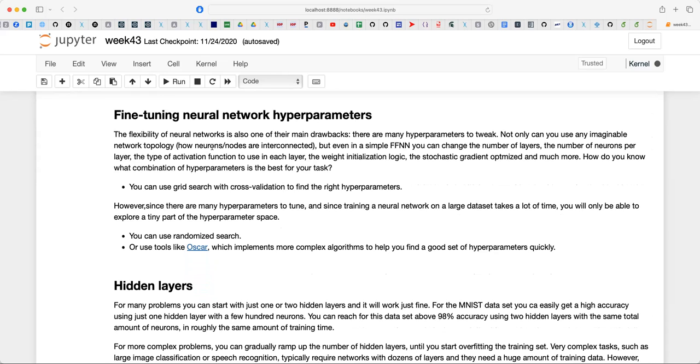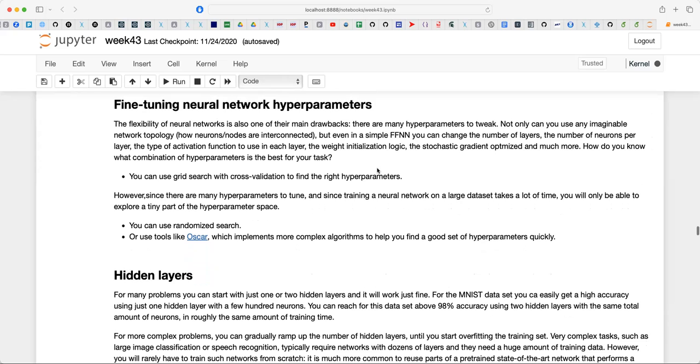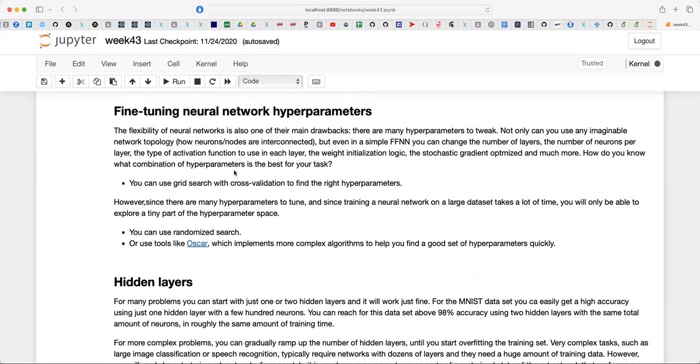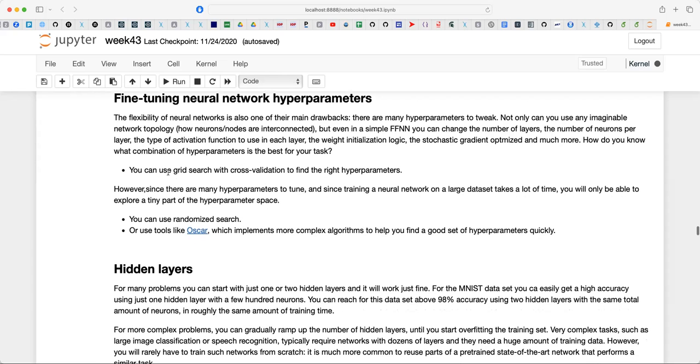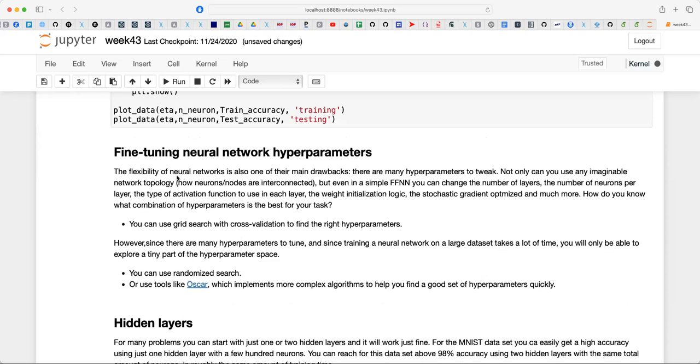Not only can you use any imaginable network topology, but even in a simple feed-forward neural network, you can change the number of layers, the number of neurons, the type of activation function, etc., etc. And the question then is, how do you actually know what combination of hyperparameters is the best for your task? One thing you can use is actually a grid search, if you want to do that, to find the best parameters. In a certain sense, we are doing that by setting up a grid of parameters, and then we would search manually through the results and just pick the one which gives us the best result.